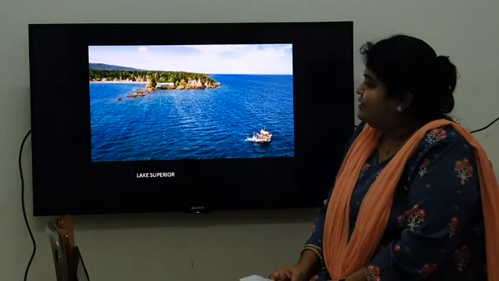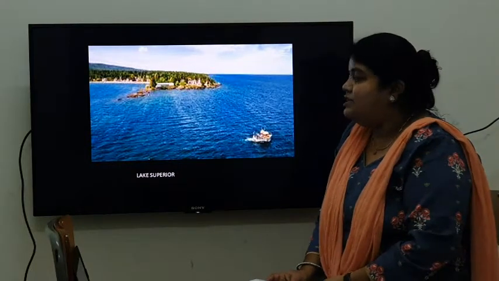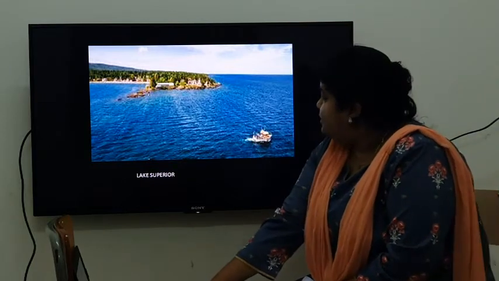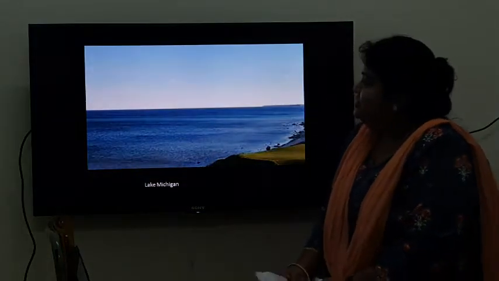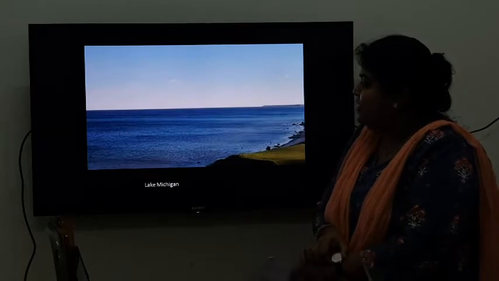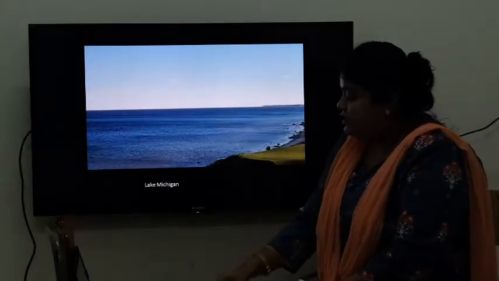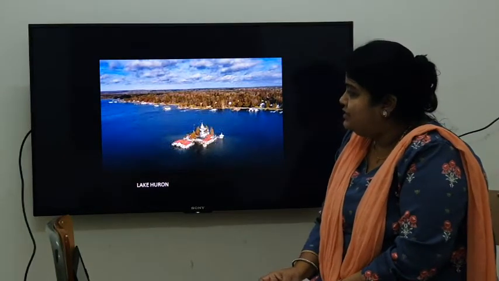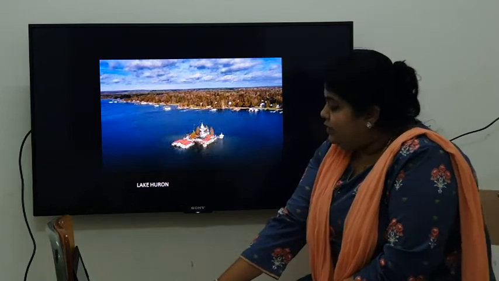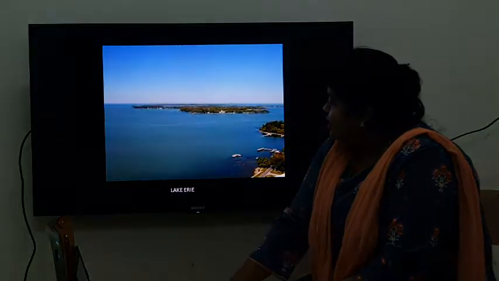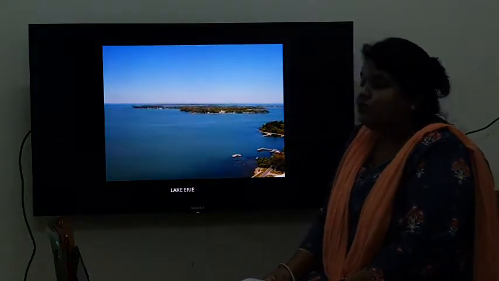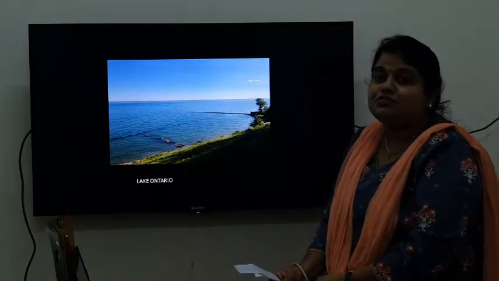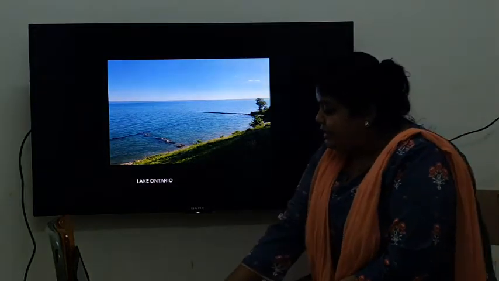To begin with, the first lake is the Lake Superior. This is the largest, the deepest, and the most voluminous lake among all 5 lakes. Then we have Lake Michigan. This lake entirely lies in USA and is almost the second largest lake. Then we have Lake Huron. This particular lake is the third largest lake in the Great Lakes group. Then we have Lake Erie. This is the shallowest lake. And then we have Lake Ontario. This is the smallest lake among all 5 lakes.